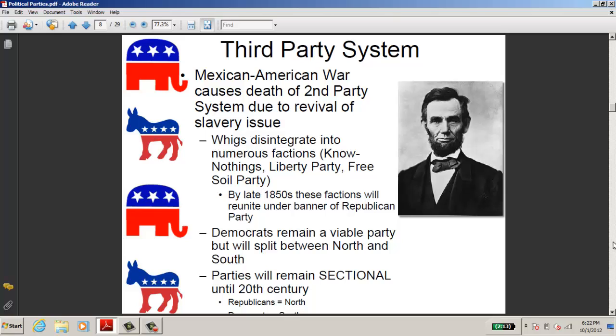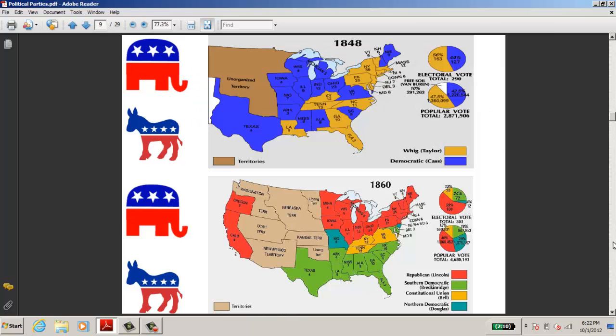And parties, therefore, will remain sectional in the aftermath of the Civil War until the 20th century. So the Republican Party will dominate the North, and the Democratic Party will dominate the South, so much so that the southern states become referred to as the Solid South because of their consistent voting record for the Democratic Party, which, of course, becomes the party of white supremacy in the aftermath of the Civil War. And you can see here the transition from the Whigs and the Democrats, both national parties, to sectionalism, with the Republican Party being very prominent in the North and the Democrats in the South.